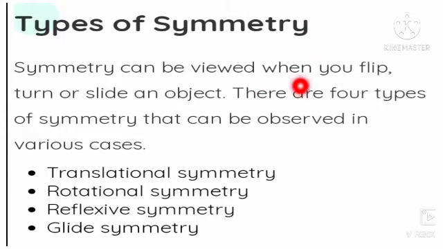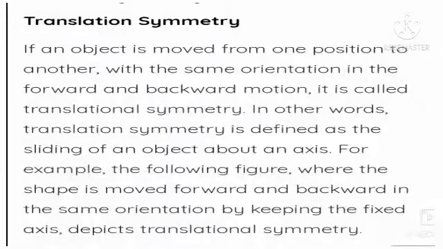Symmetry can be viewed when you flip, turn or slide an object. There are four types of symmetry that can be observed in various cases. Translational symmetry, rotational symmetry, reflective symmetry, glide symmetry. Let us see one by one.